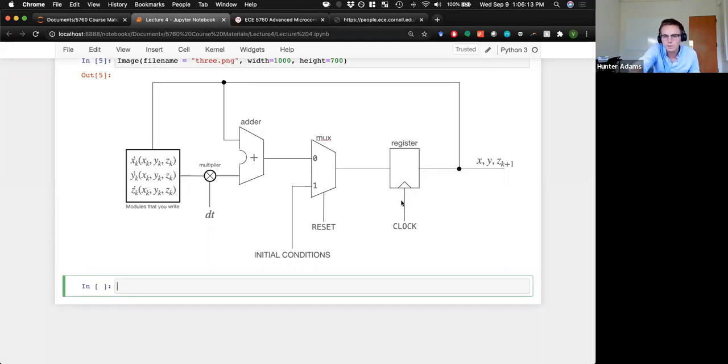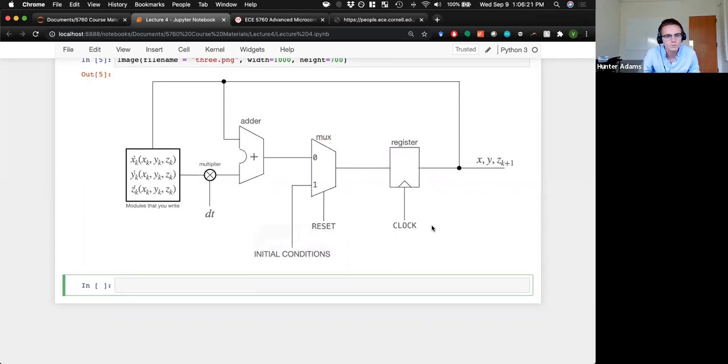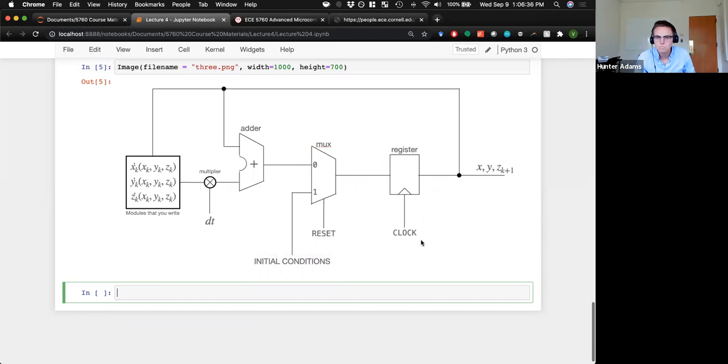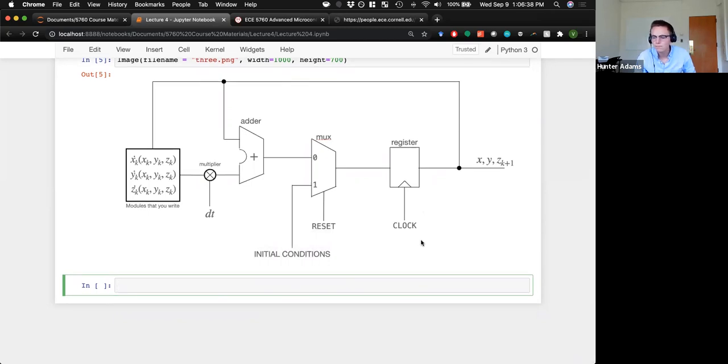This clock, by the way, you're probably going to be clocking this integrator from the HPS. So this will be something like a parallel I/O port, which I haven't talked about yet in lecture, but that'll be the topic of either the next lecture or the one after that. Okay.